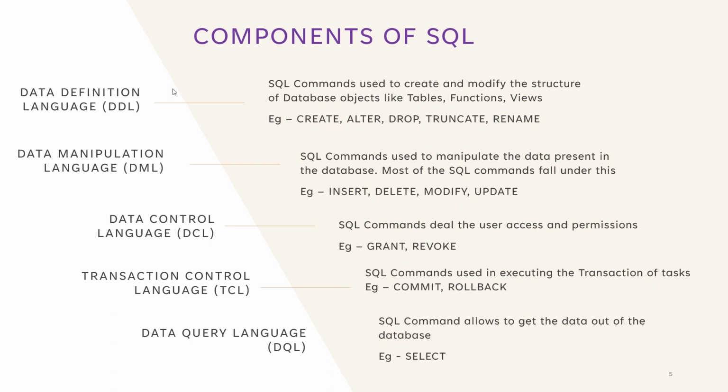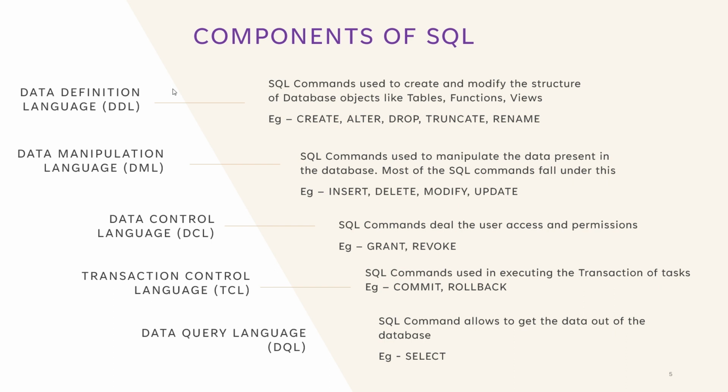Next is transaction control language. Whenever you do a set of tasks, you always save it, right? For example, in a Microsoft Word document, if you want to save, you use Control S, and if you want to undo something because of an error, you undo it. These are the basics of transaction control language. It is used to execute the transaction of tasks. If you have done something and want to save it, that is commit. If an error has happened and you want to go back to the previous step, that is rollback.